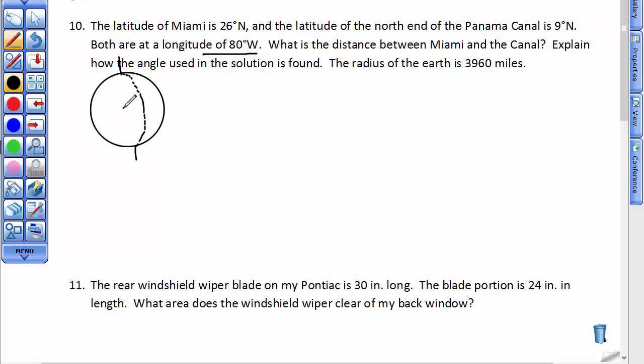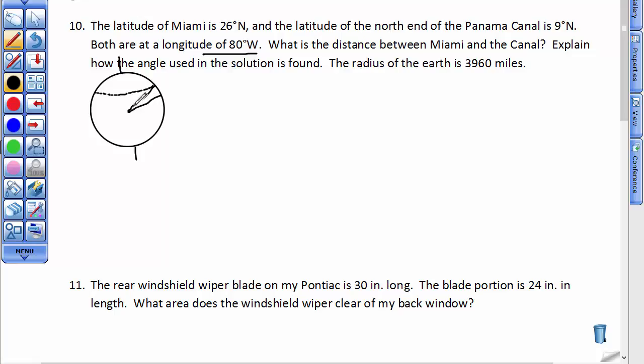I'm going to erase that and pretend that the line of longitude on my picture is right out here, so that you can see that from the center of the circle, the line of latitude to Miami is 26 degrees. That means that Miami, from the center of the earth to this point, is 26 degrees. And the line of latitude for the Panama Canal is 9 degrees above the equator, which would be about right here.